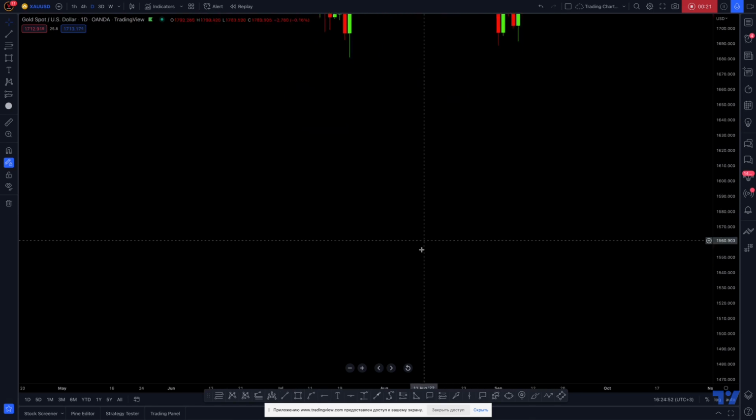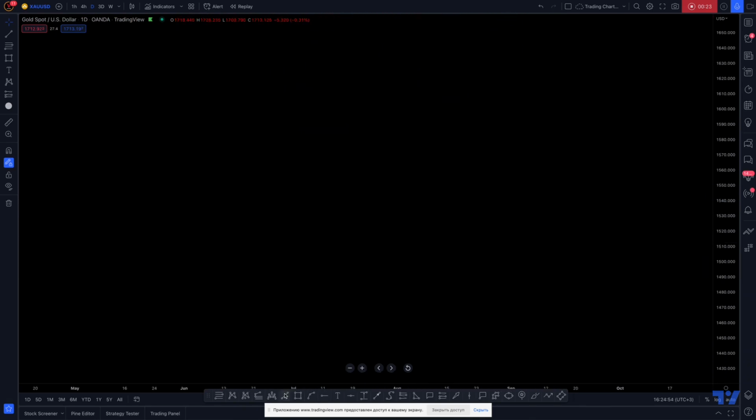So let's start with the basics, traders. What do we know about the head and shoulders pattern? The head and shoulders pattern is a reversal pattern, and we use it to predict the violation of a bullish trend and the initiation of a bearish trend.